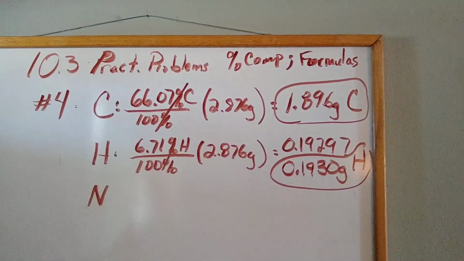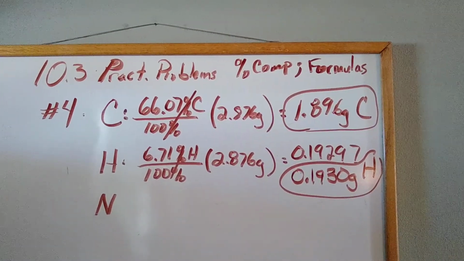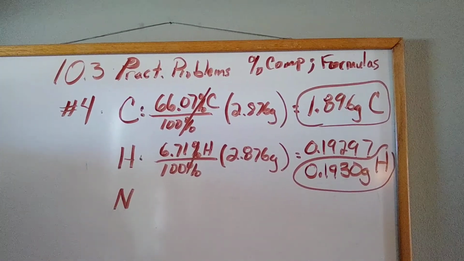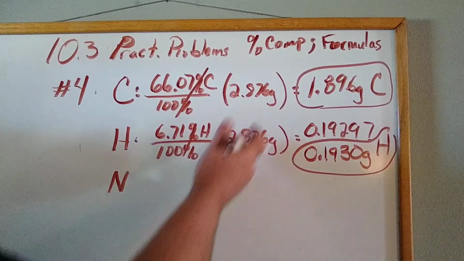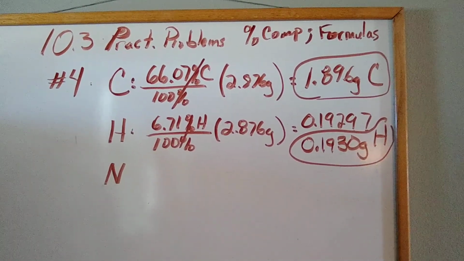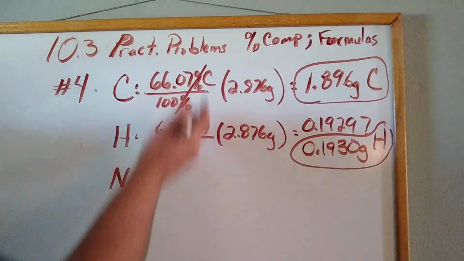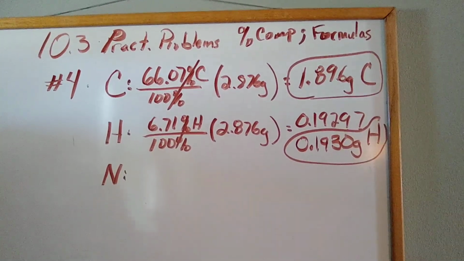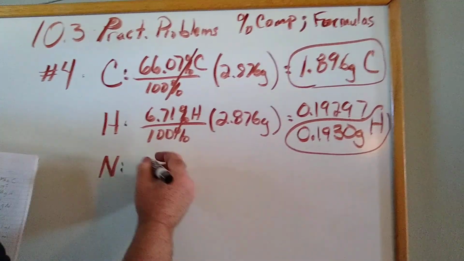Now, you can do 2 things at this point. Some of you may have figured this out. If you're figuring out 3 parts to something, we can add these 2 parts up and subtract it from 2.876, or we can run through the same process and get the value. We'll do the same process and get the value.